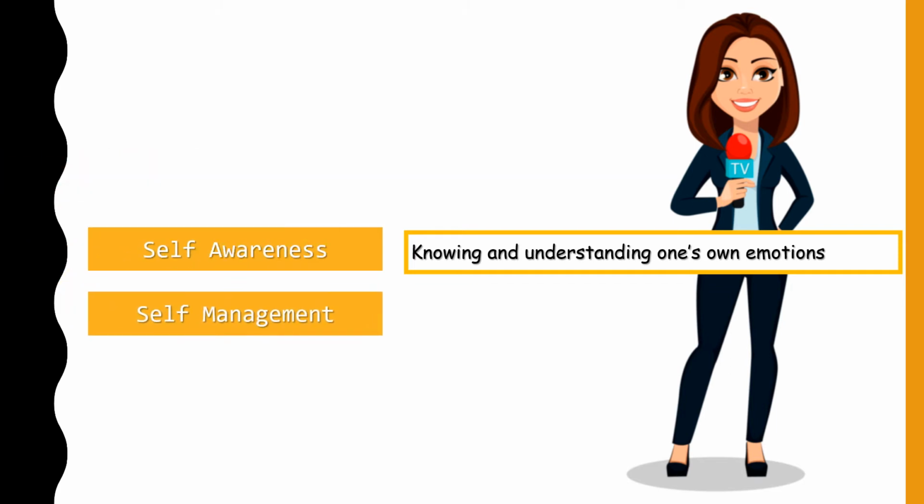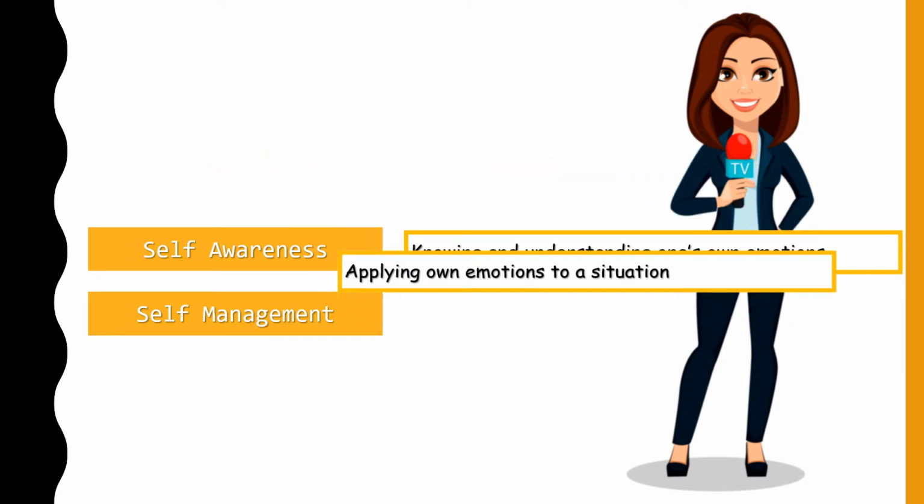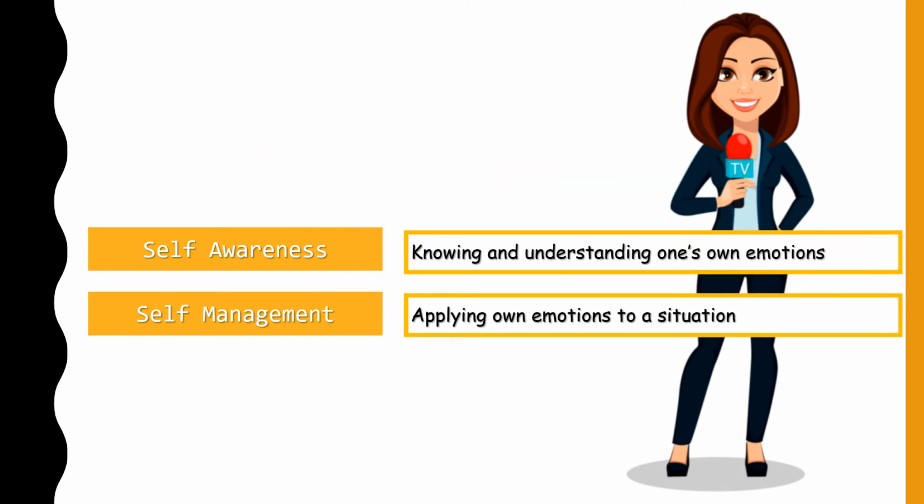Now, secondly, self-management. What does this mean? You're able to apply your own emotions to a situation. So when something happens, you're able to manage yourself well, to use your emotions well to react in that particular situation. So you're able to apply your own emotions well. Self-management is how you manage yourself in a particular situation. If that situation is very tense or stressful, you're able to manage your emotions so that it would not look as if you're too angry or too mad and things like that.